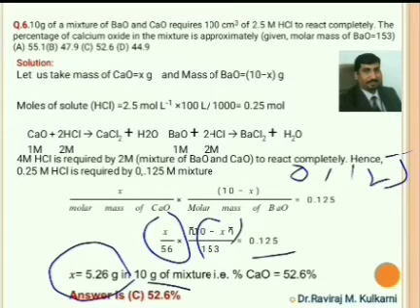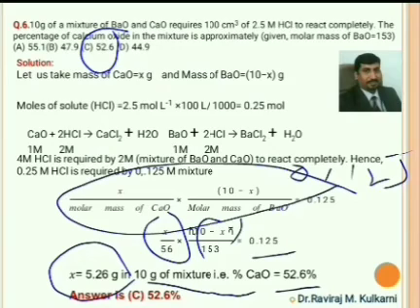In 10 gram of mixture, the percentage of calcium oxide is 52.6. So the option is C. It will take 1 minute anyway. This numerical takes at least 1 minute. Directly you can substitute in this equation.